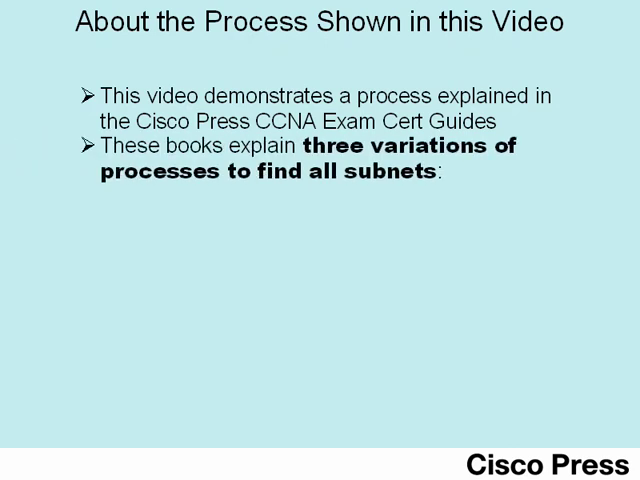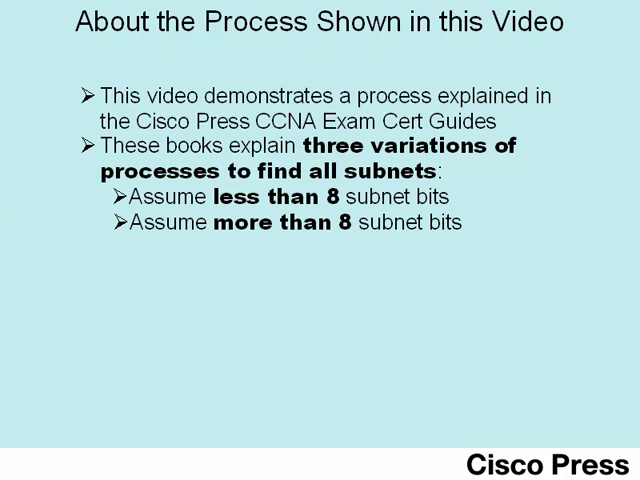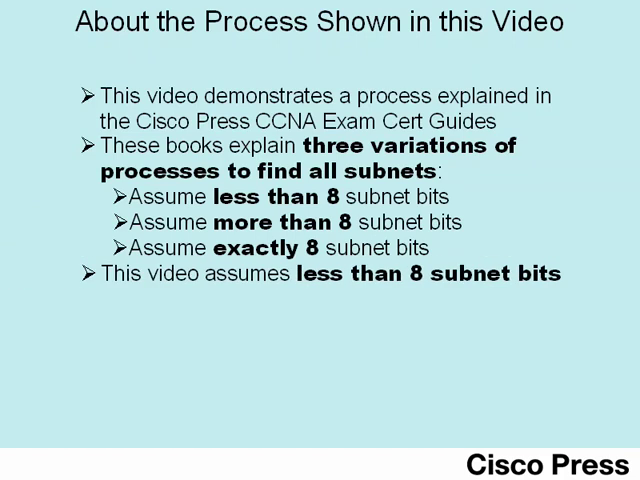Those three processes make three different assumptions. The first assumes less than 8 subnet bits. The second assumes more than 8 subnet bits, and a third process assumes exactly 8 subnet bits. This video demonstrates the process that assumes less than 8 subnet bits, and by the way, the book refers to this process in a summary appendix as process RP7A.